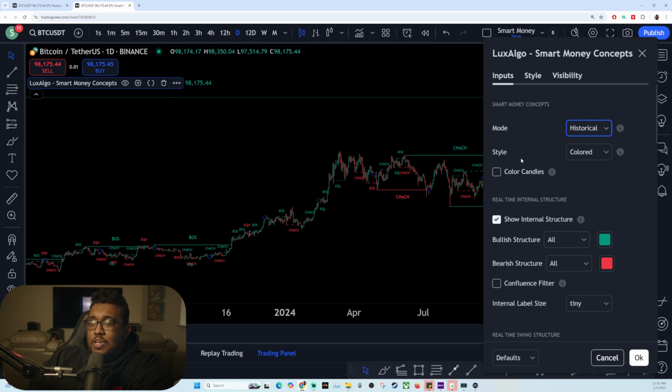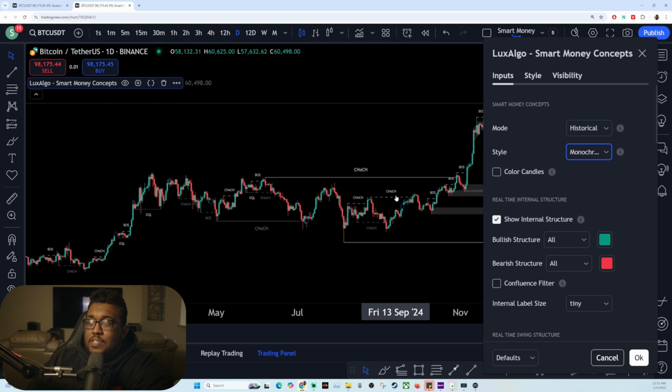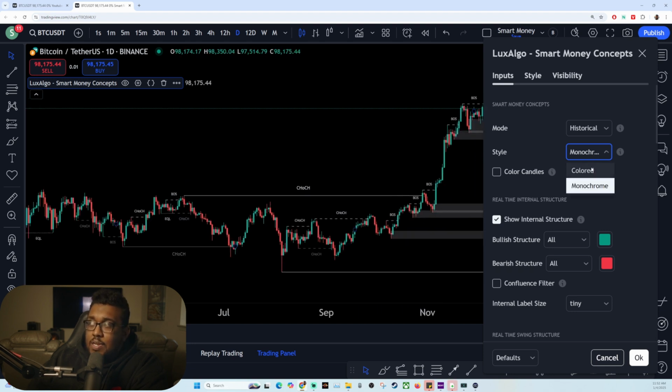It doesn't actually affect your trading all too much, but you can see colored versus monochrome. Monochrome to me looks very hideous, very, very ugly. I just don't recommend it, but I prefer colored. And that's just my personal preference right there. If you guys are colorblind, I don't think it matters all too much, but test it out and see if you like it or not. It's really up to you guys.